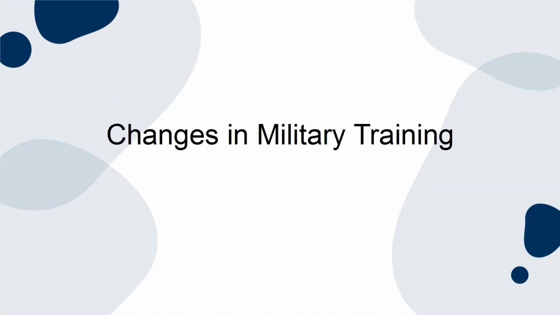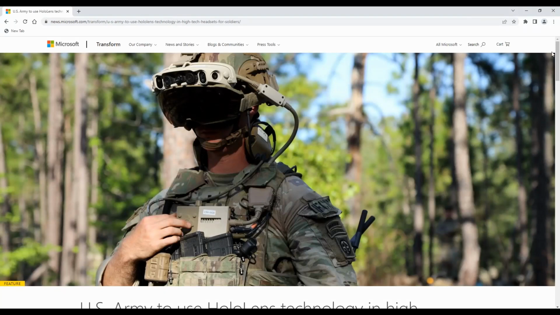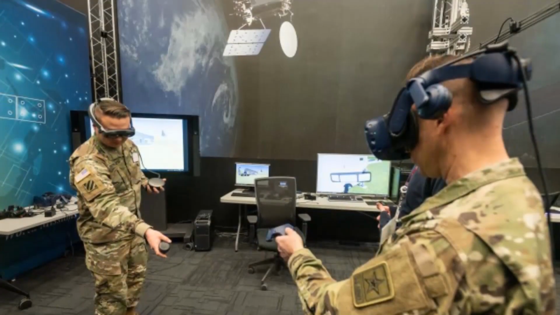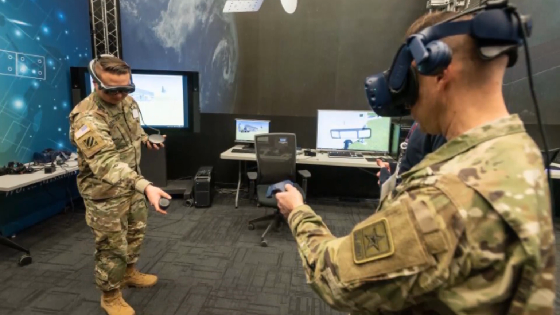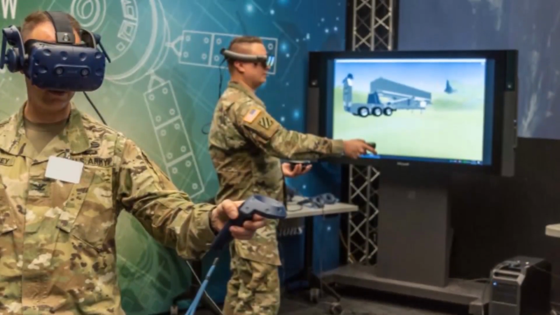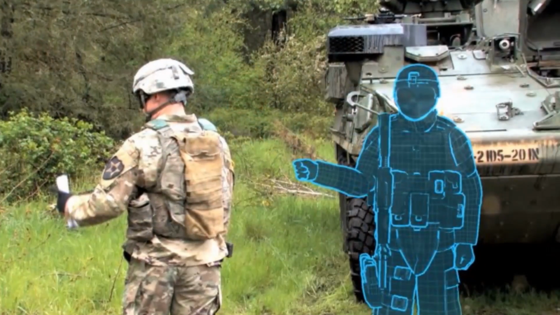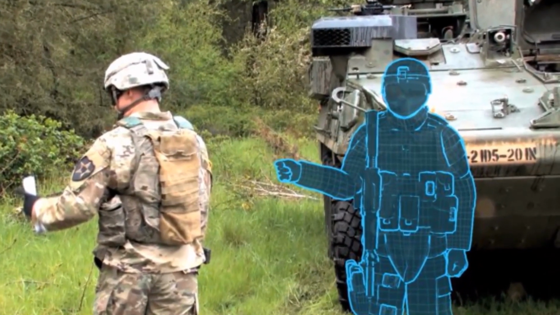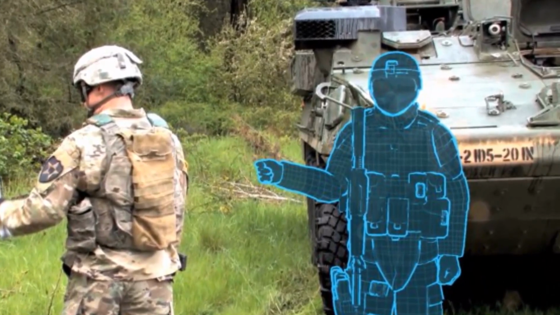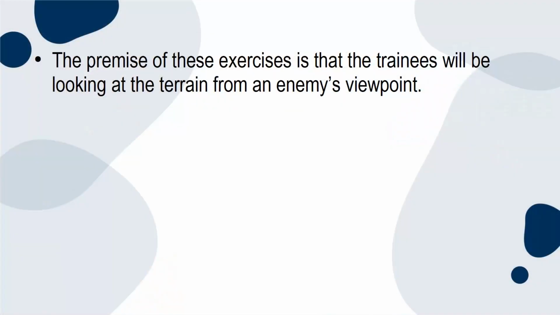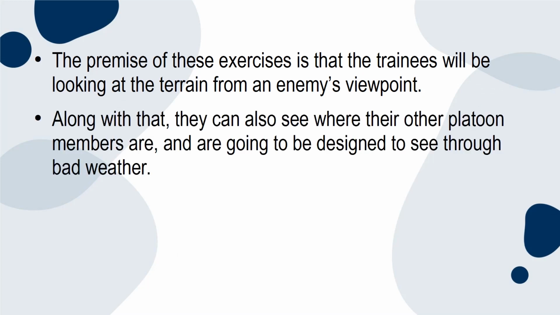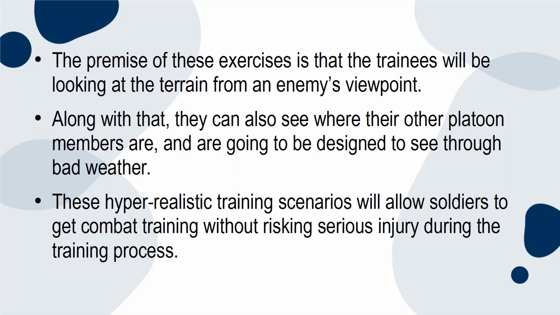Changes in military training. For people in the military, Microsoft has already partnered with the US Army to create a VR military training experience. The tech company is currently in the process of creating headsets that will show soldiers where they are, while also projecting holographic images, 3D terrain maps, and a compass, all within their field of vision. The premise of these exercises is that the trainees will be looking at the terrain from an enemy's viewpoint. Along with that, they can also see where their other platoon members are, and the headsets are going to be designed to see through bad weather. These hyper-realistic training scenarios will allow soldiers to get combat training without risking serious injury during the training process.